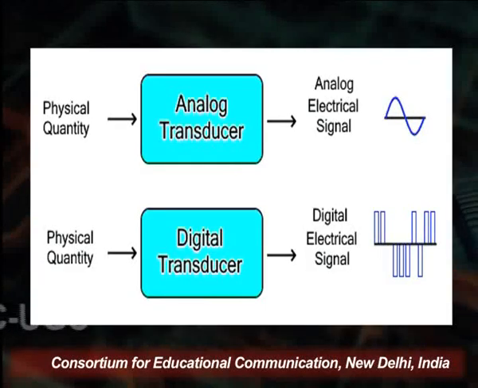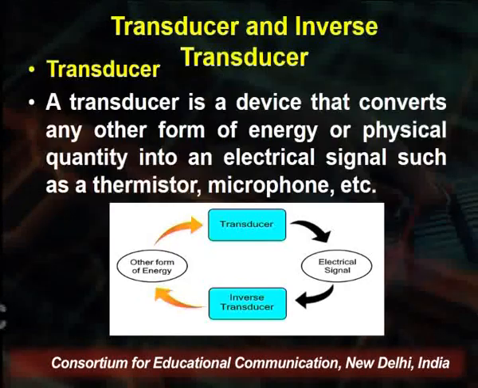Now, on the screen we are seeing the continuous output, and in the digital electrical signal we are getting the discrete output in the digital form, 0 and 1. Physical quantity passes into the analog transducer. The output is the continuous electrical signal, that is the analog signal. And the physical quantity that goes into the digital transducer gives a digital electrical signal as output.